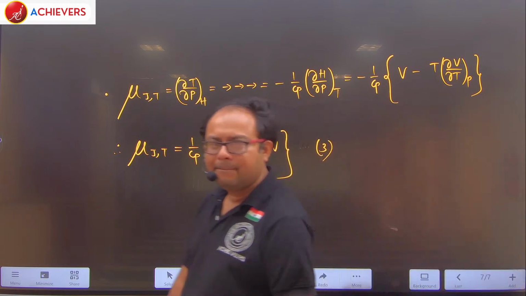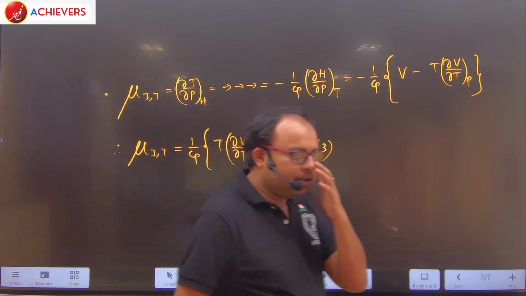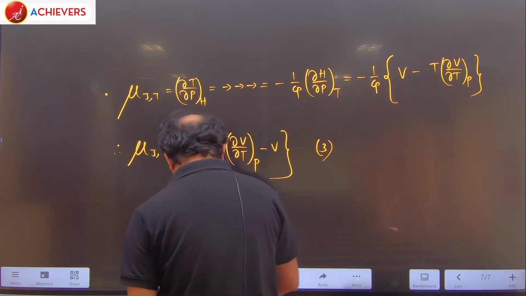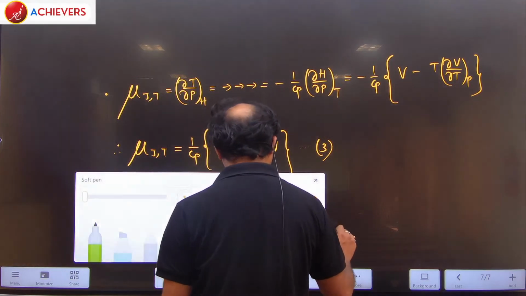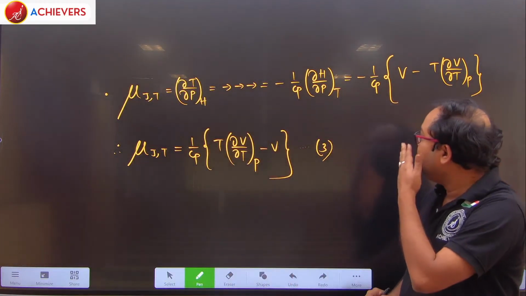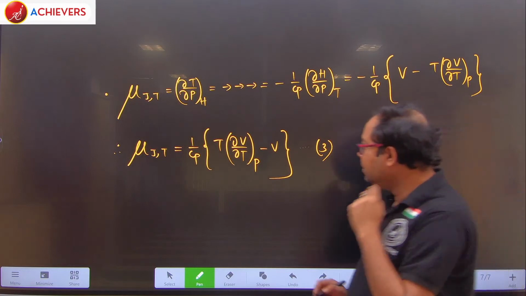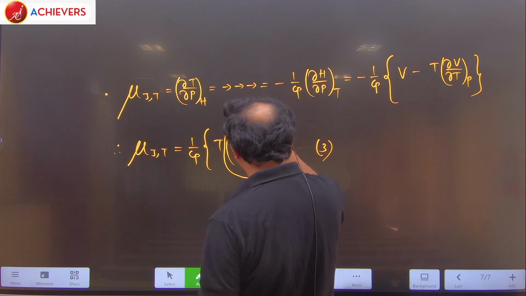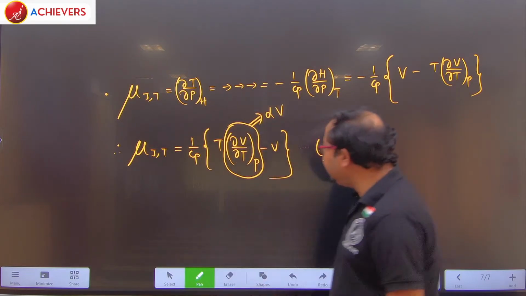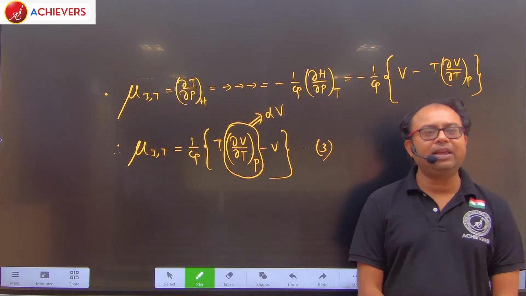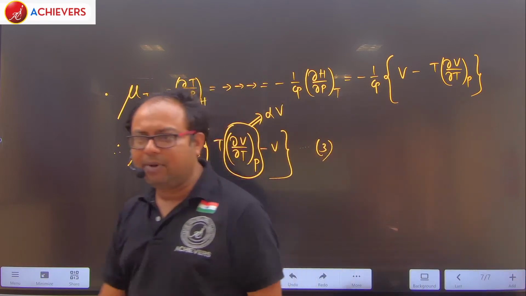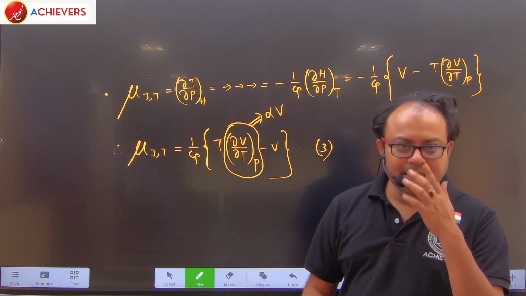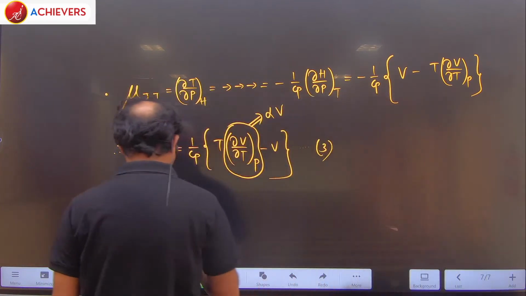Okay. Understood. Now, one more equation can be obtained. You see, we already know that alpha is equal to 1 by V del V del T at constant P. That means del V del T at constant P can be replaced by alpha V. As per the definition of the coefficient of thermal expansion alpha, we can write alpha equal to 1 by V del V del T at constant P. So this is replaced by alpha V.